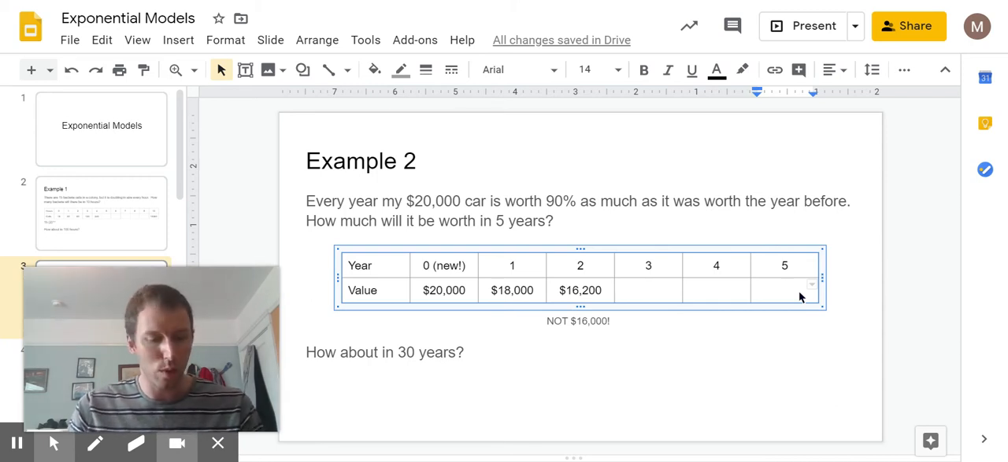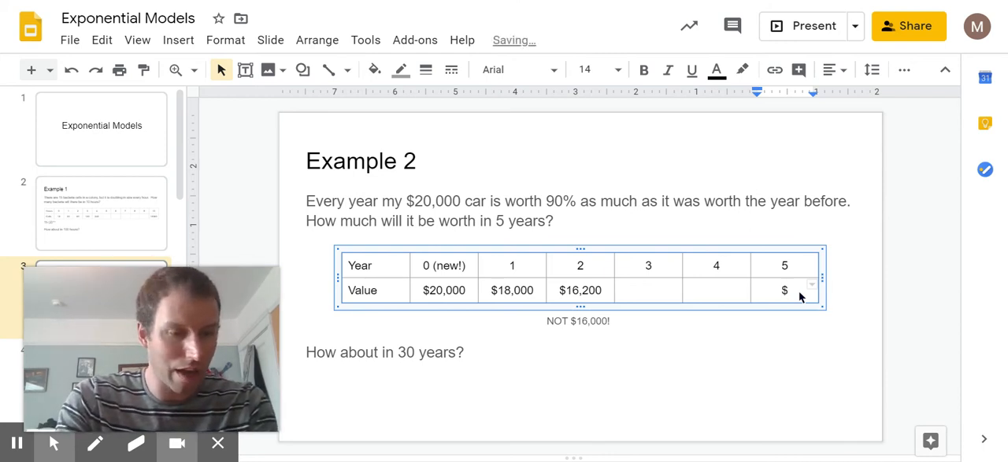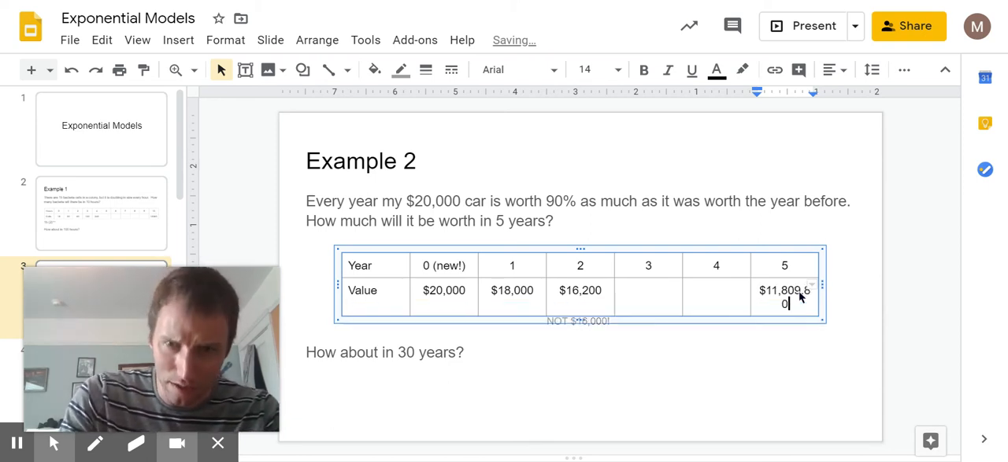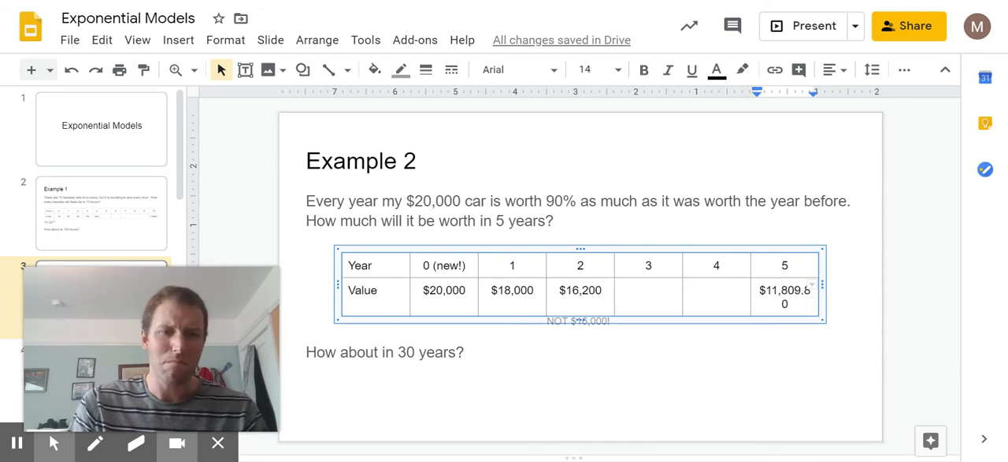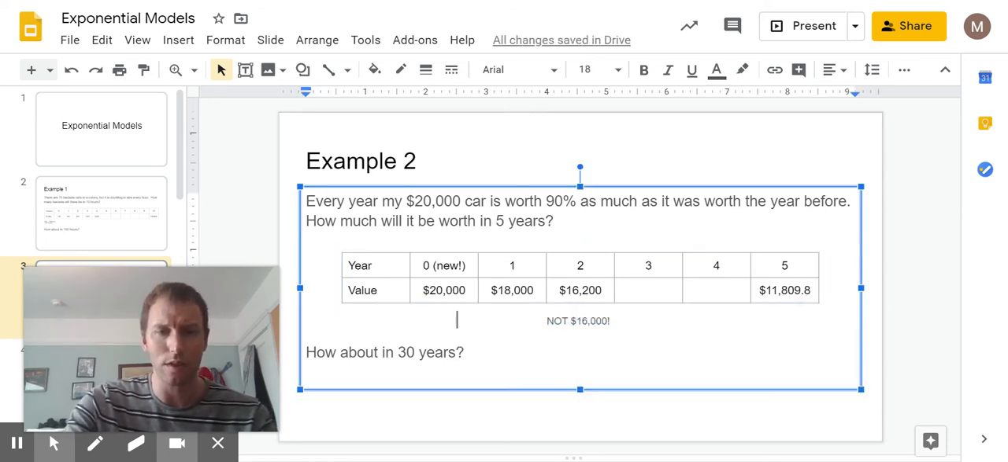And I got that my $20,000 car at 5 years old is worth $11,809.80. That's about what my car is worth. Makes sense. 5-year-old car. What would you pay for a 2015 Honda Civic? $11,000, $12,000 sounds about right. All right, how did we just do that? What did we just do to get that number? We took that 20,000 and we multiplied it by 90% or 0.9, 1, 2, 3, 4, 5 times.